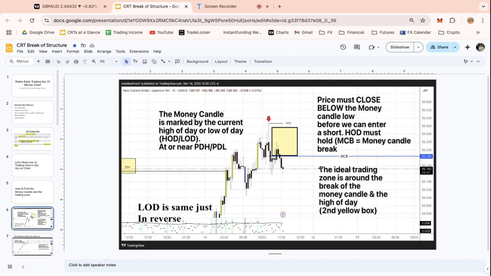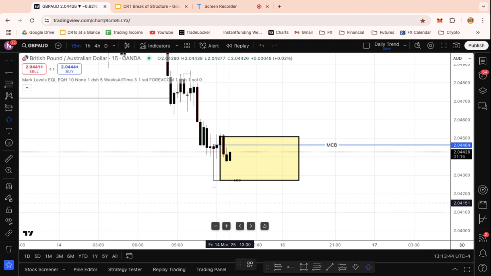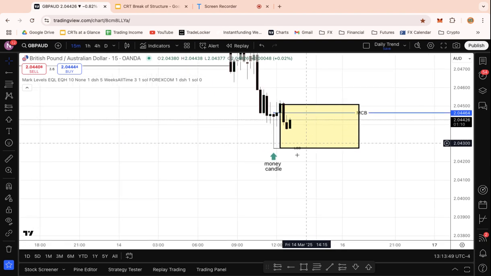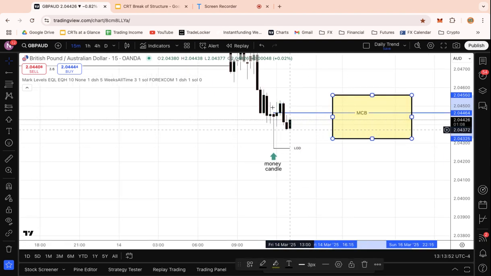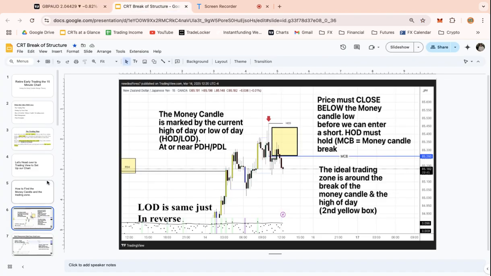So the ideal trading zone again is between the break of the money candle and the high of the day. But I showed you a long example right here with the low of the day right there. So once again, the money candle is the low of the day. You do not have to think about this. Mark Levels is going to show you where it is. Then all you have to do is wait for a break of this candle. When it breaks here, you're cleared to trade. But again, because it's a Friday afternoon, it's not ideal for trading, because things are pretty much going to consolidate into the weekend more or less. So let's keep going. I'm sorry, this is a high of the day example, but low of day is just the same in reverse, as I just showed you.